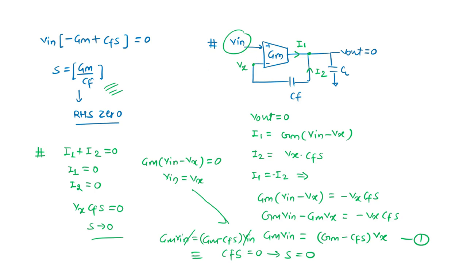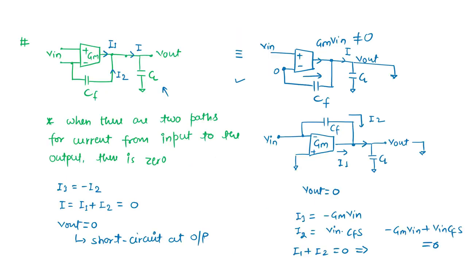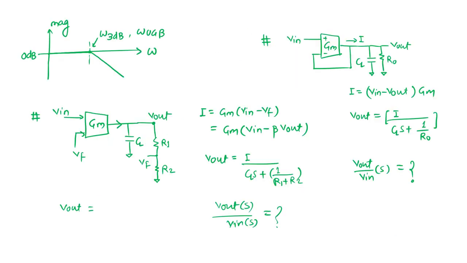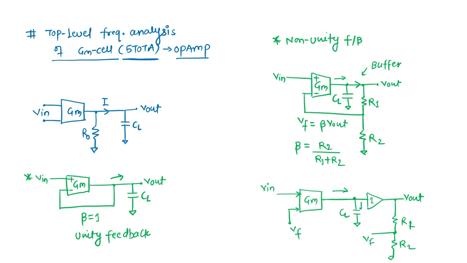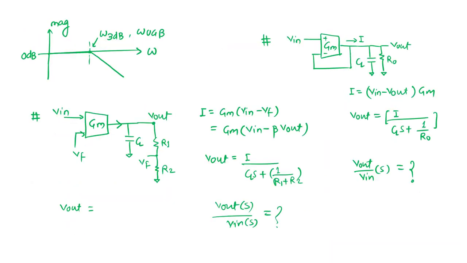But what is the condition for the zero calculation? The condition for the zero calculation is that there should be a direct path relating your input to the output. Okay, so this was the problem in this circuit. That's why I was initially stuck here, and later you can analyze it.